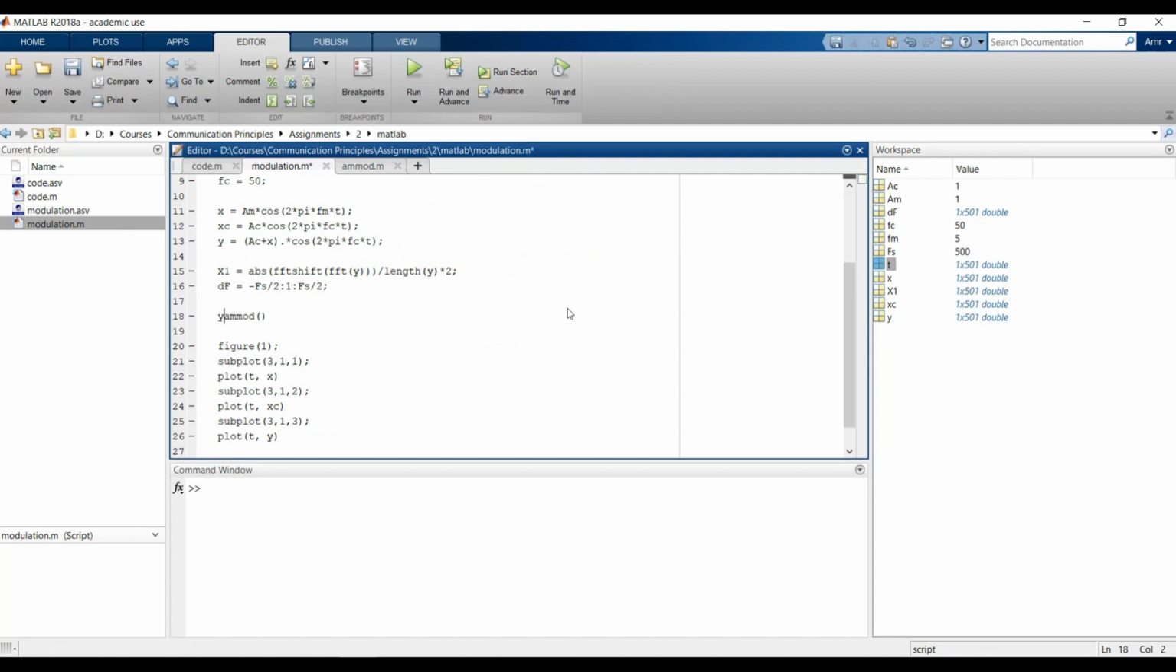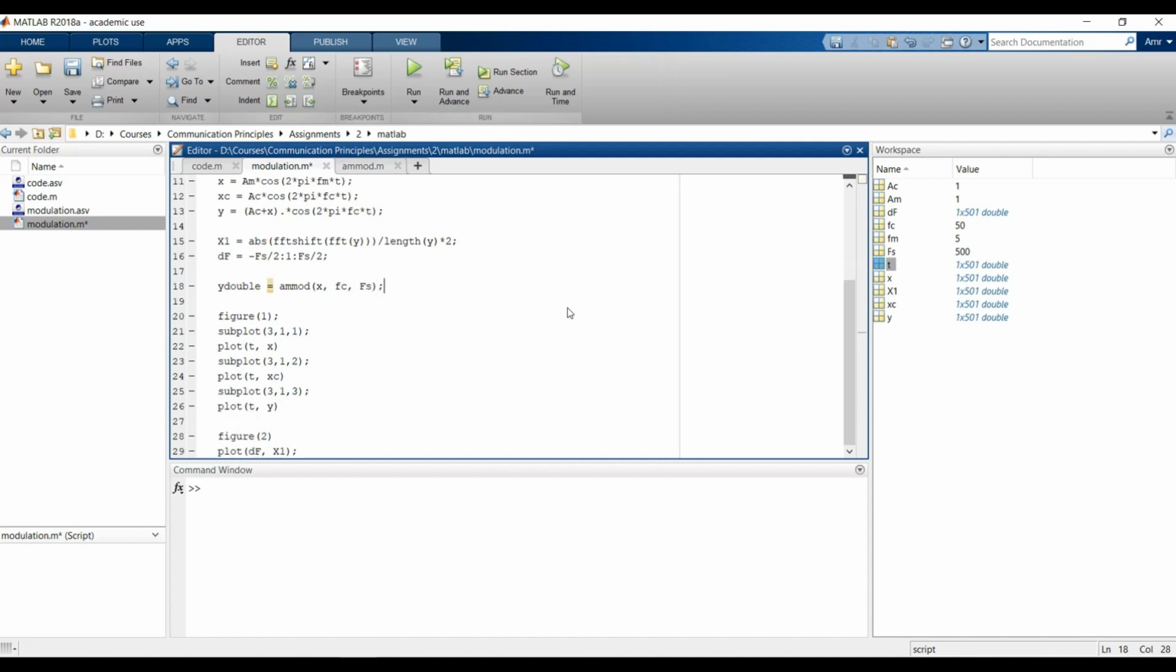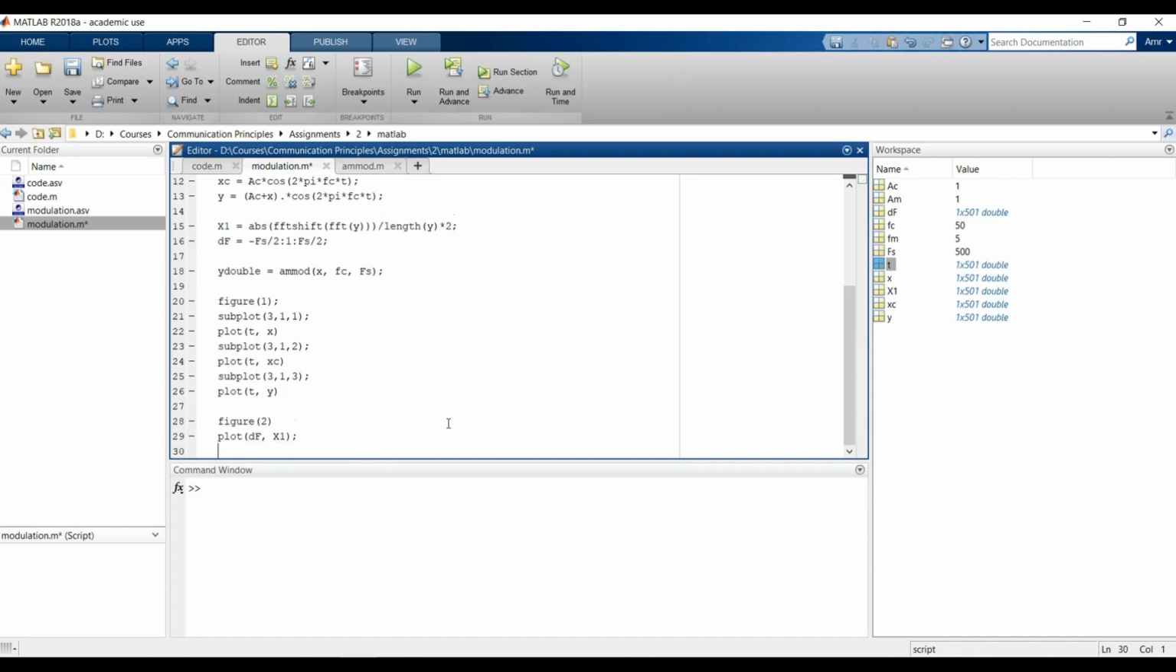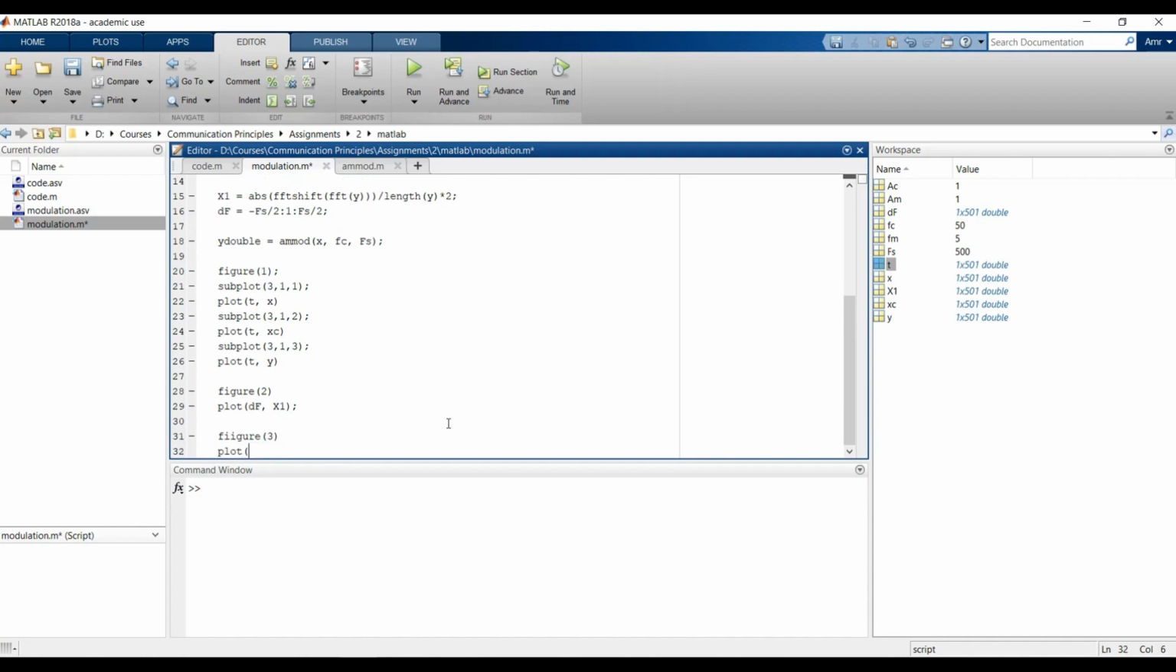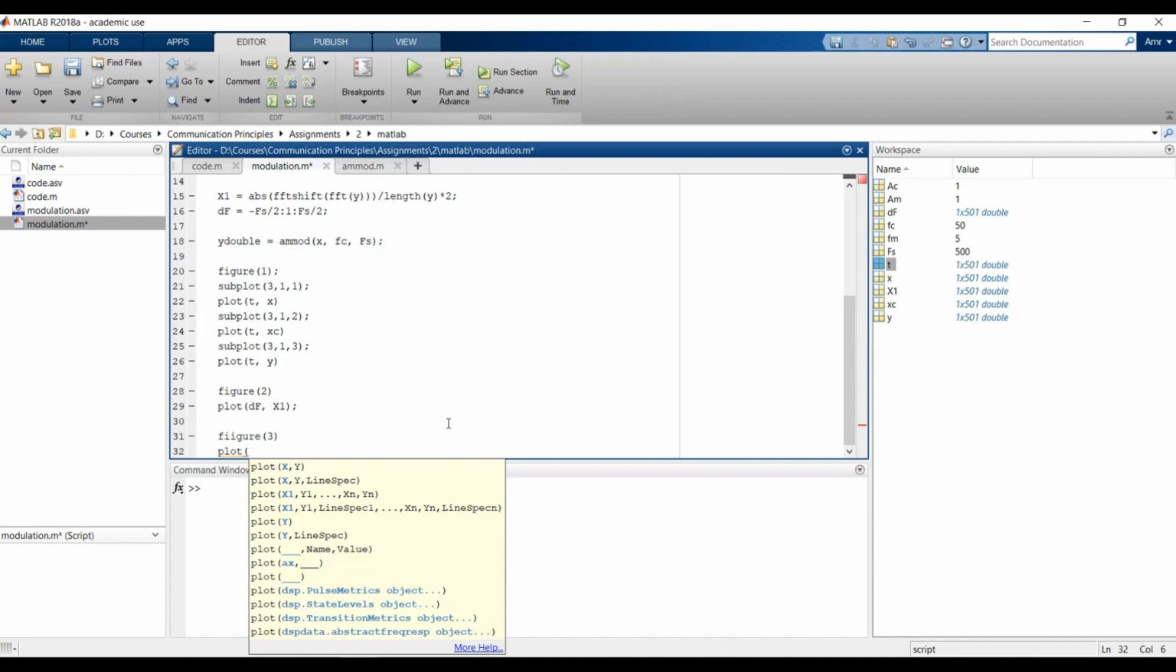So we can say Y double. This is still a double sideband, but with suppressed carrier. And then I pass my signal X, I pass my carrier frequency, and I pass my sampling frequency. All right, and then we can plot that. So we can go ahead here, and then figure 3. Then we can plot this one with time.